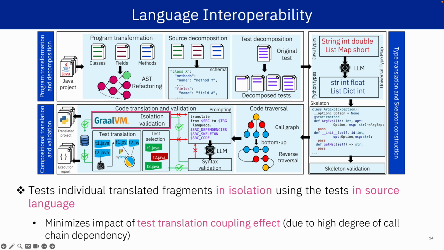Using GraalVM helps us validate the correctness of a specific fragment only for that fragment. It's not going to be affected by the incorrectness of other translations. We keep the fragment that we translated in the target language and keep the rest of the code base in the source language, and then we execute the eligible tests.